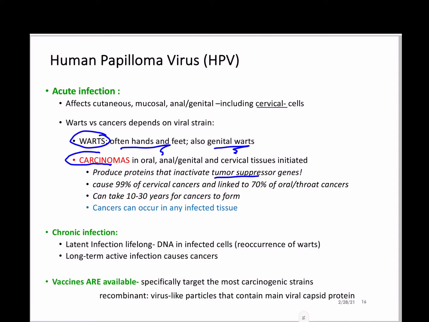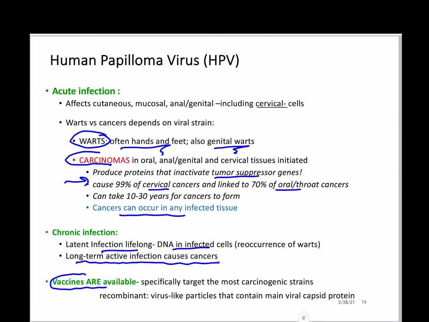While the majority of people who have HPV infection aren't going to get a cancer, the vast majority of people who do get cervical cancer, and many of those who get throat or oral cancers, are getting it because of an HPV infection. And while we do often focus on cervical cancers, it is important to remember that it is possible for HPV to create a cancer in any infected tissue. So we had that acute infection, which could be that long-term active infection that you may not notice is happening, but is causing slow growth of cells. Or you can have a true latent infection where the DNA is in the infected cells, not replicating, and then reoccurs at times of immunosuppression.